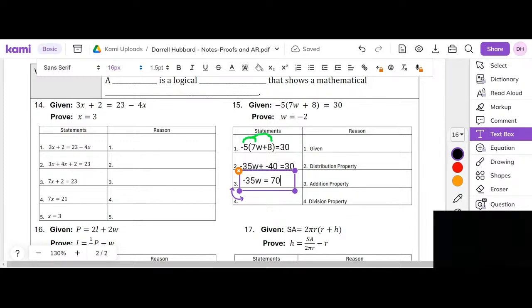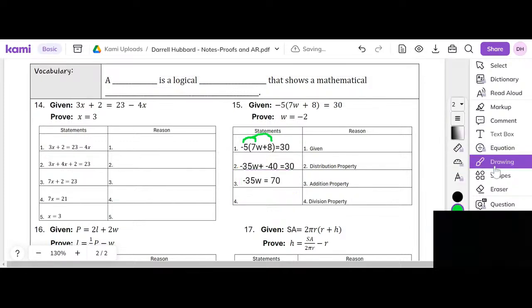equals 70. Now, obviously, I'm going to write this down so you can see it and visualize this a little better. So essentially what we're doing here is adding 40 on this side, and we're going to be adding 40 on this side. All right. Similar to how we were distributing here, now we're going to be adding in order to get this next step here.